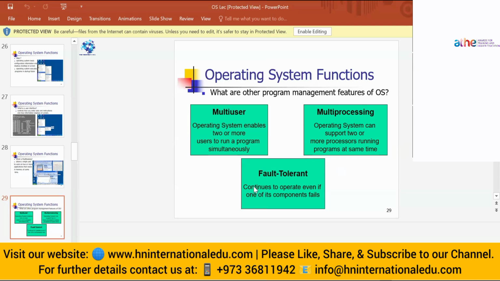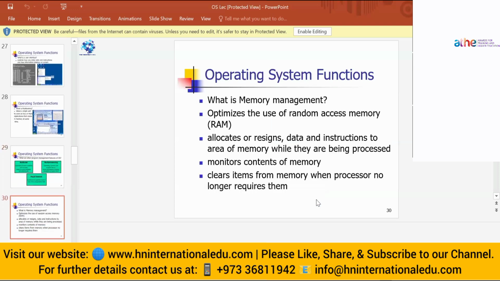Again, there is fault tolerance: the system continues to operate even if one of its components fails. For example, with a multiprocessor, if one of the processors stops working properly, then all of the components will not fail. The operation will be completed further.